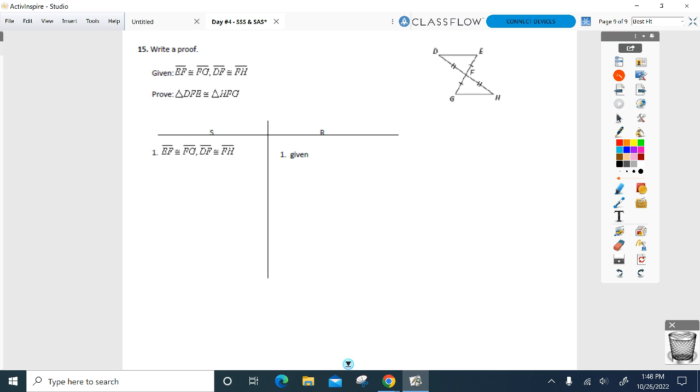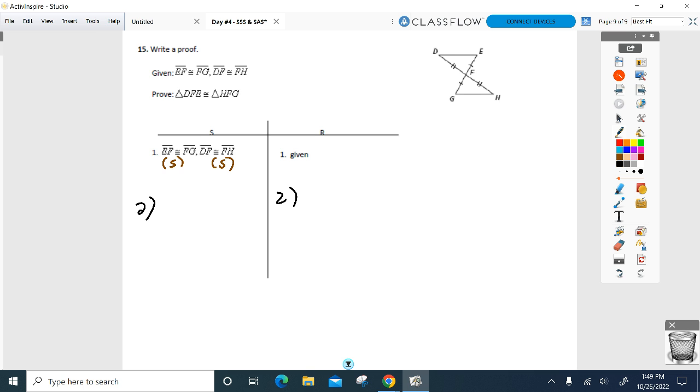All right. EF congruent to FG. Looks like I got a pair of sides. And DF congruent to FH. I gave you another pair of sides. So we're on the hook for one more pair of something. I don't know, is it going to be side angle side or side side side? I can't tell, so I've got to look at the diagram and see what I know is true.